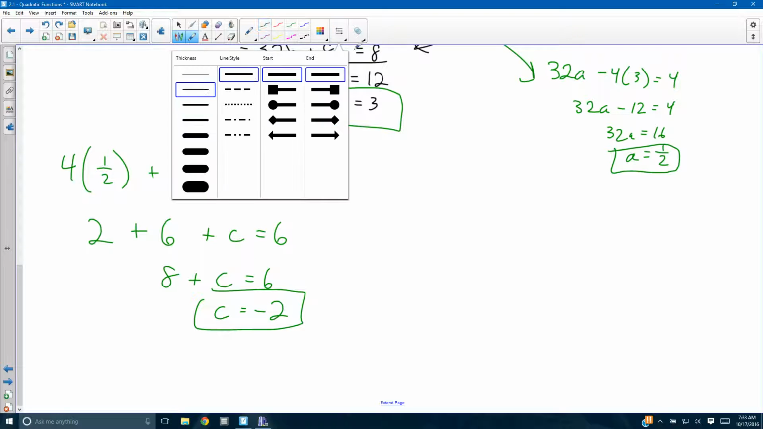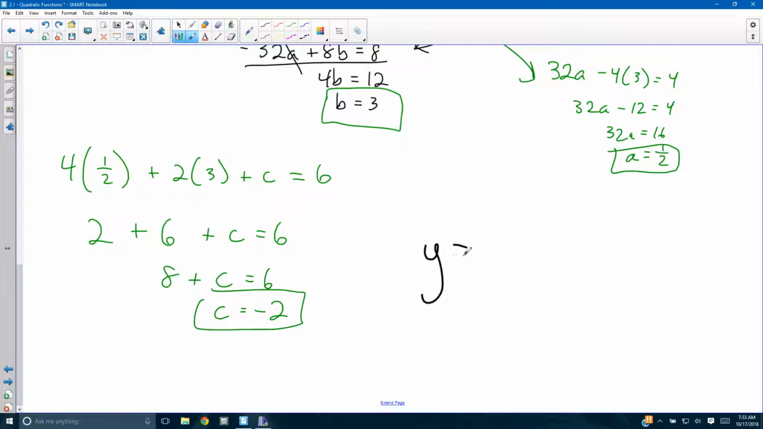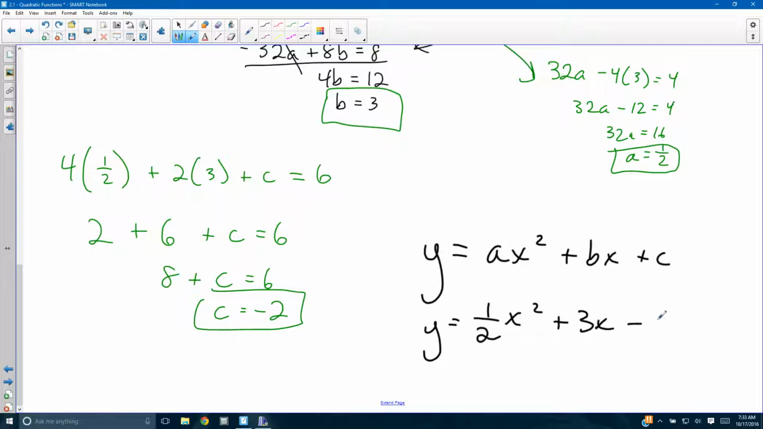And remember what the original quadratic standard form looks like here. It's like this. To get my final solution and see what this final graph's equation would be, it's going to be 1/2 x squared plus 3x minus 2.